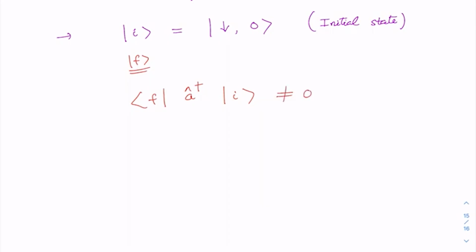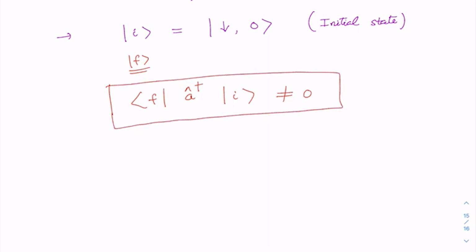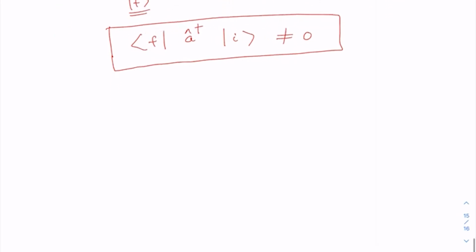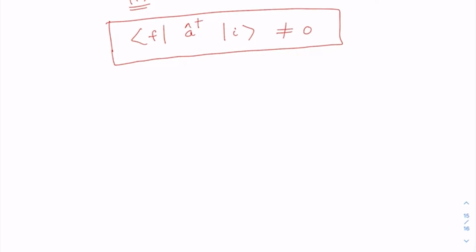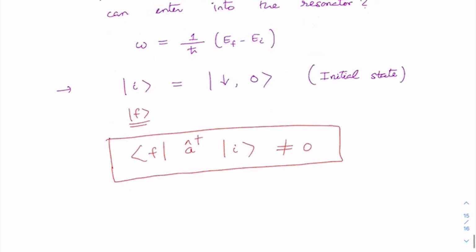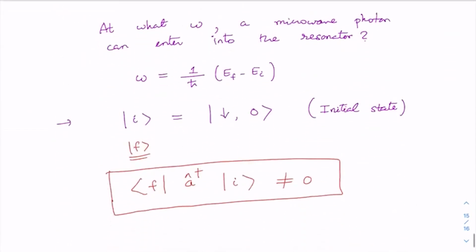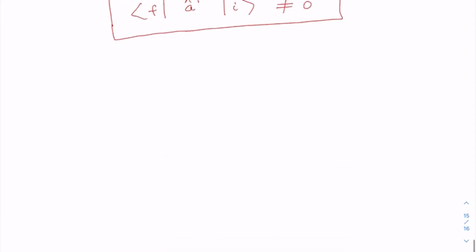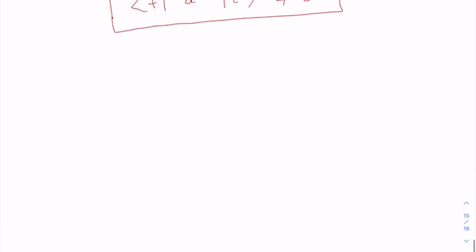So it means that this matrix element connecting the initial state and the final state, which are connected by the creation of a photon inside the system, is no longer zero. And the origin of these two peaks can now be very well understood just by going back to our Jaynes-Cummings model level scheme.